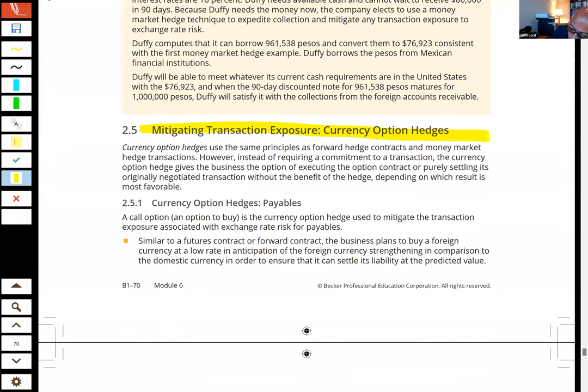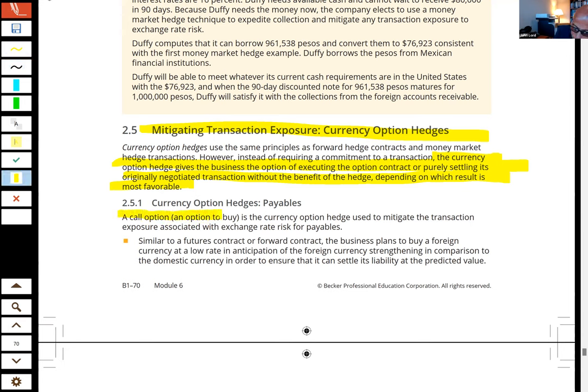The currency option hedge gives the business the option of executing the option contract or purely settling its originally negotiated transaction without the benefit of the hedge, depending on which one is more favorable. In other words, for example with the money market, we were locked in to whatever we decided there, right? Here with these options, we will only exercise the option if we have determined that it is more favorable for us, okay? So let's take a look at currency option hedges for our payables.